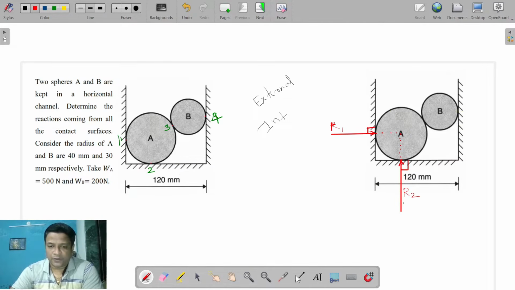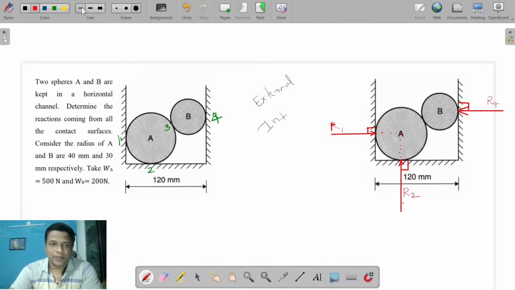So we'll show the next reaction force. To draw it, draw a line which is perpendicular to the surface. This is the surface and this is perpendicular to it. Now show the arrow towards the center, towards point B, and this should pass through the center of the circle. We'll give this the name R4. Clear?